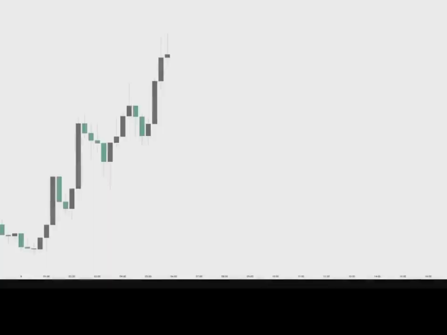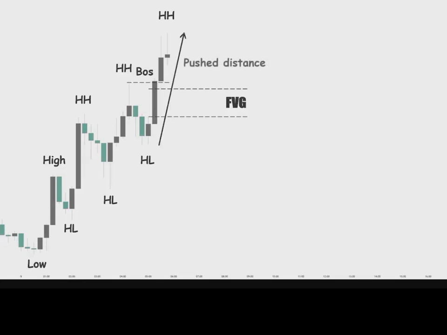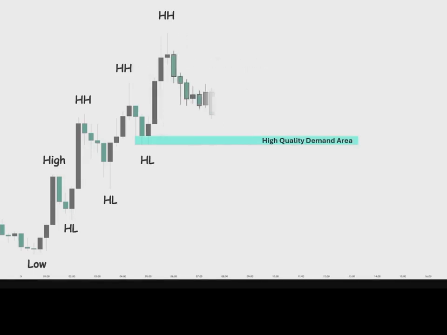For example, if we draw zigzag lines on the Euro-Dollar 1-hour chart, we can clearly see the highs and lows marked. The latest impulsive movement meets all the criteria for a high-quality demand zone. It has created a fair value gap, broken through the previous market structure, and pushed the price higher by a significant distance compared to earlier moves. Once the price retraces back to this zone, there is a higher probability that it will reject the area and continue moving upward.